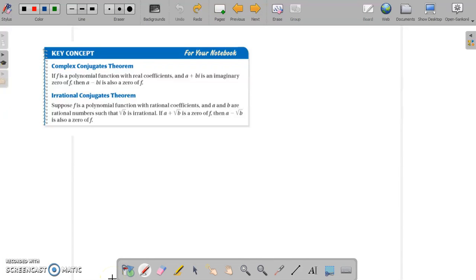Okay, this is the second part to the second video for section 2.7. This is going to address a couple more key theorems, the complex conjugate theorem and the irrational conjugate theorem.